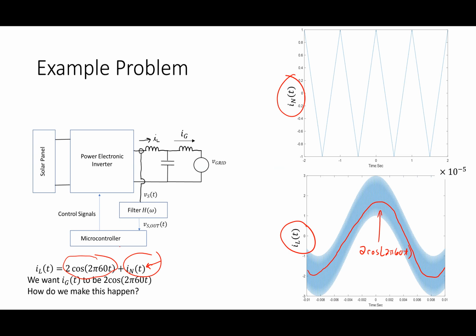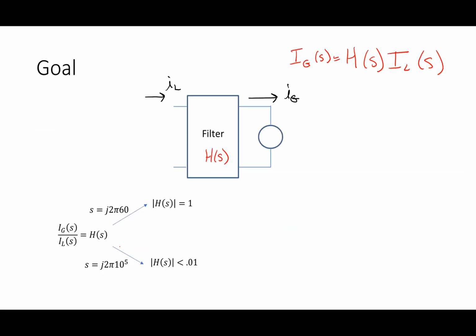What do I want the magnitude to be at 100? 100 kilohertz is basically the frequency of the high frequency noise here. Ideally, if I wanted to get rid of that stuff completely, I'd want it to be 0. Now, I can't make it 0. I can make it really small. So what I say here is let's make it less than 0.01.